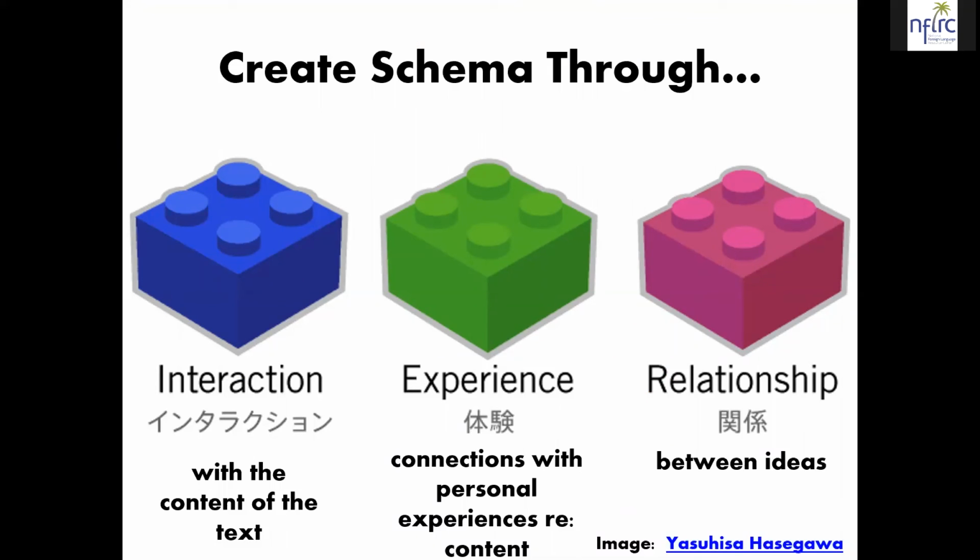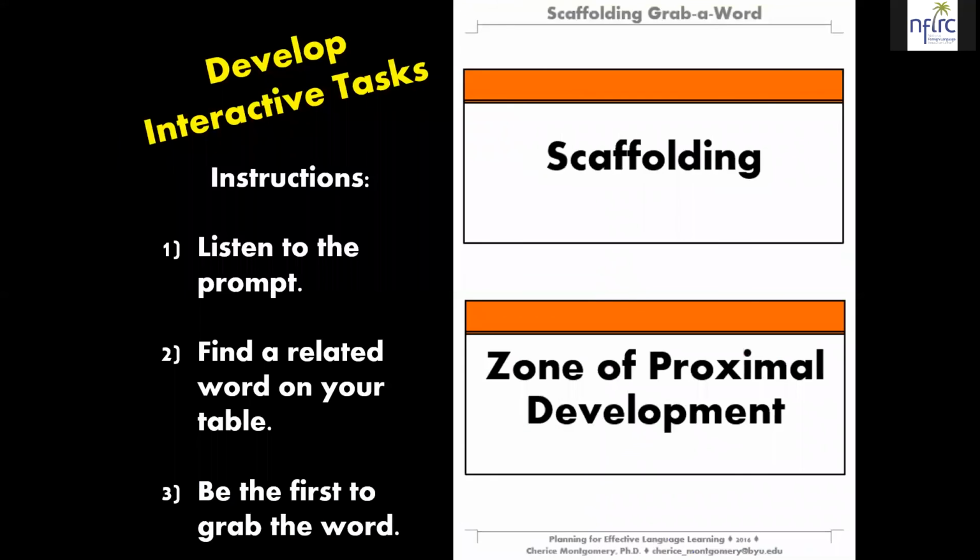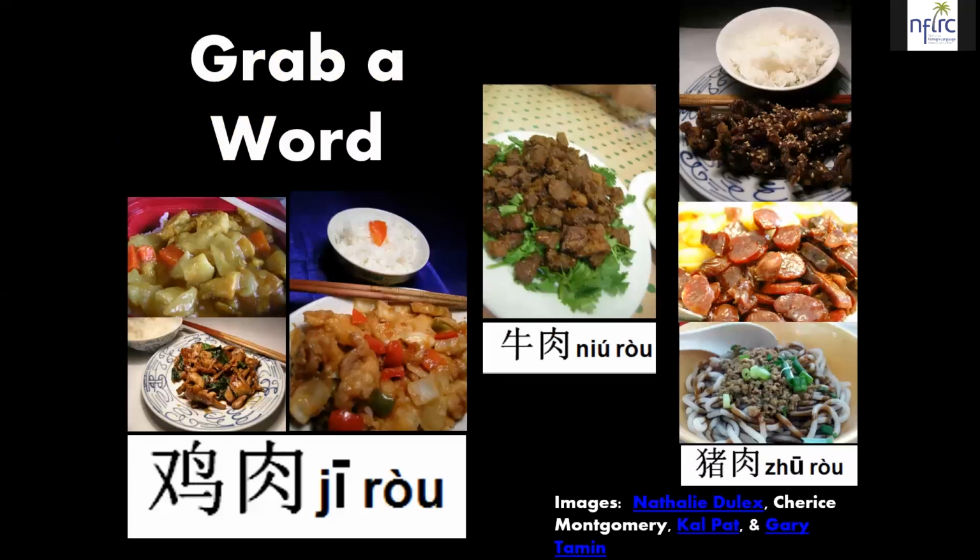And we can ask students to play with the content of text using interactive activities. So for example, I might use an activity called Grab a Word. The instructions are on the previous slide. And maybe I'm trying to help students differentiate between three different words that sound sort of similar or have similar parts to them. And so I'm going to give some kind of a clue, and then students are going to have to be the first one to grab that particular word.